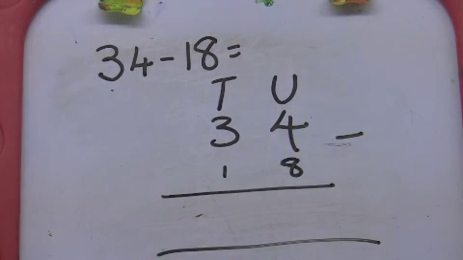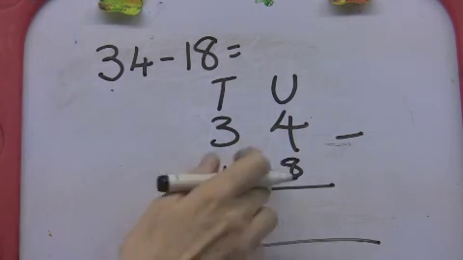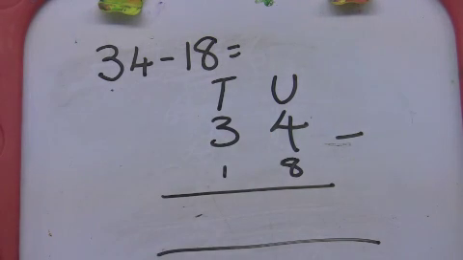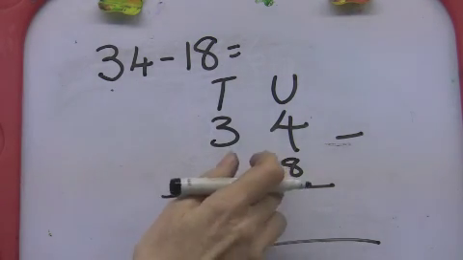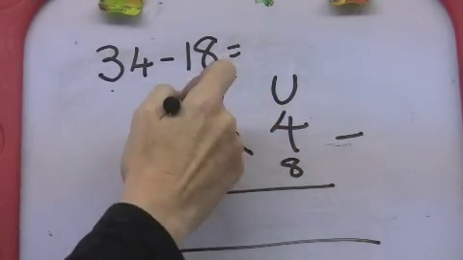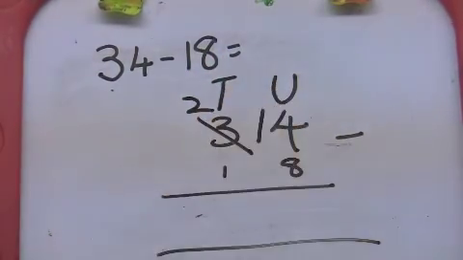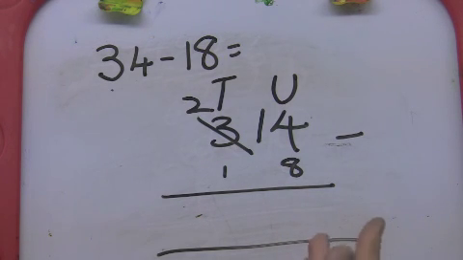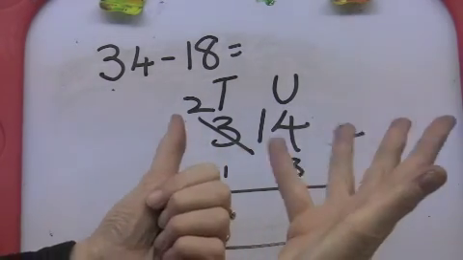Starting with the units, can I take 8 away from 4? Well, if there's more on the floor, borrow from next door. I'm going to need to borrow a 10. 3 take away 1 is 2, carry it across to make 14. Now I can do 14 take away 8. And 14 take away 8 using my fingers is 6.